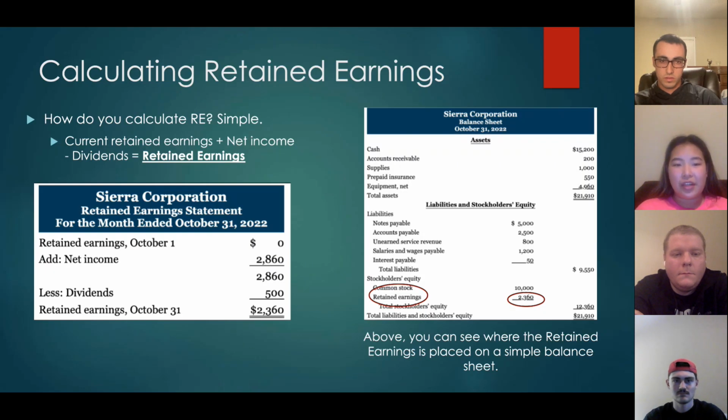So to calculate retained earnings, you will add the current retained earnings plus net income, subtracted by dividends, which will give you the retained earnings for the semester or for the quarter. So we have examples on the balance sheet, how it will look like. So it'll go in like liabilities, stockholders' equity. Go to the common stock, retained earnings to get the total liabilities and stockholders' equity.